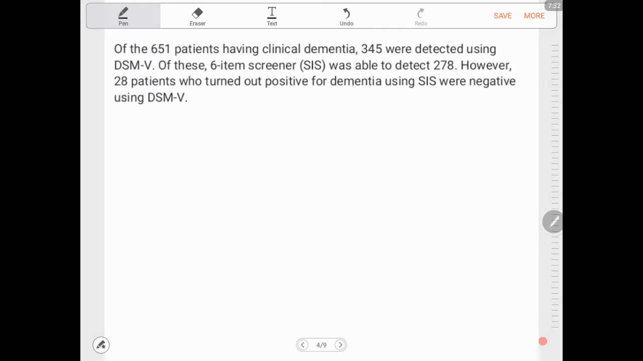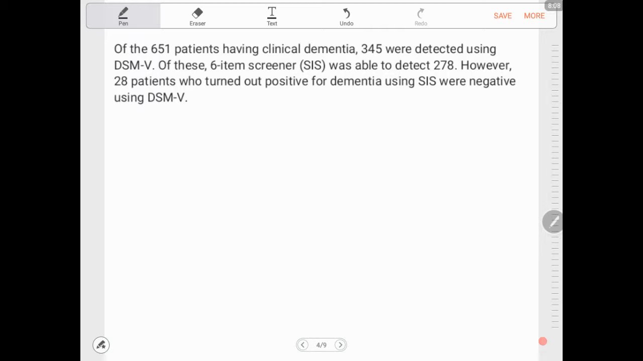Of the 651 patients having clinical dementia, 341 were detected using the DSM-5. Of these, the 6-item screener was able to detect 278. However, 28 patients who turned out positive for dementia using SIS were negative using the DSM-5. The trick here is, kailangan mo siyang himayin. Okay? Kailangan mo siyang himayin. And then, kailangan mo siyang i-label lahat para hindi ka mawala.